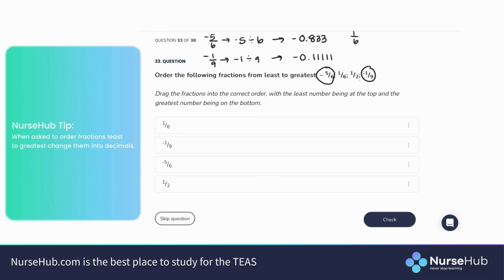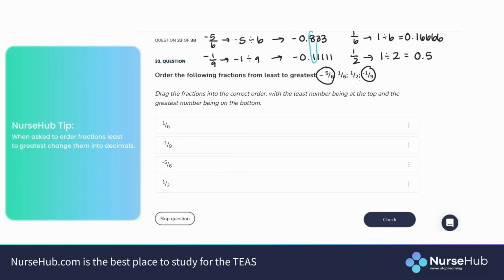So I have 1/6, which is the same as 1 divided by 6, and 1 divided by 6 is 0.1666, and it continues. Then we have 1/2, which is equal to 1 divided by 2, which is equal to 0.5. So if we look at our negative numbers first, they both share 0.